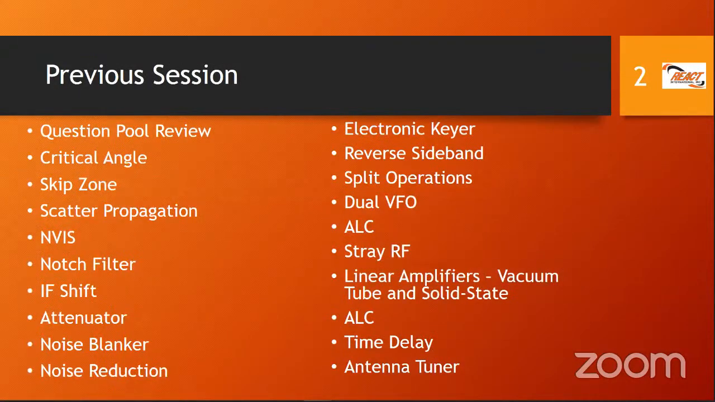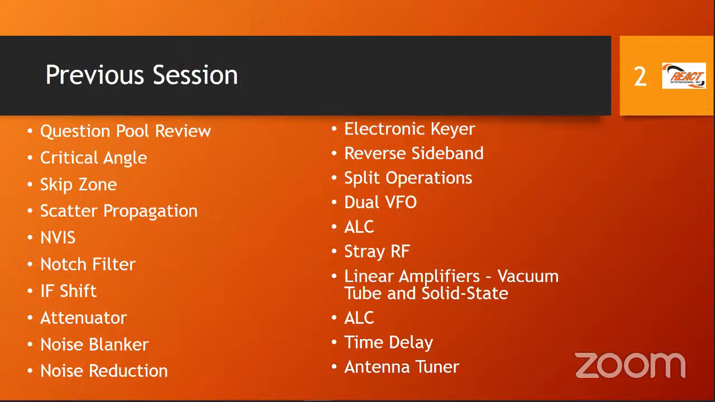During our previous session, we looked at our question pool review, where we would normally review all of the theories from our previous session. We also looked at the concept of critical angle. Then we discussed what the skip zone was. Also, scatter propagation. We reviewed once again the concept of NVIS, or near vertical incidence skywave. Then we talked about the notch filter, the IF shift, as well as the attenuator features on a radio.